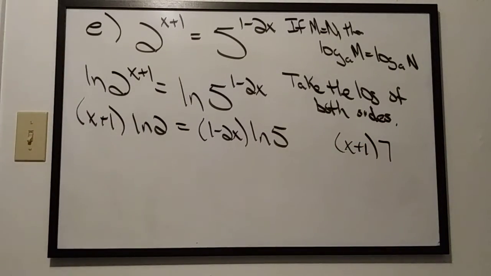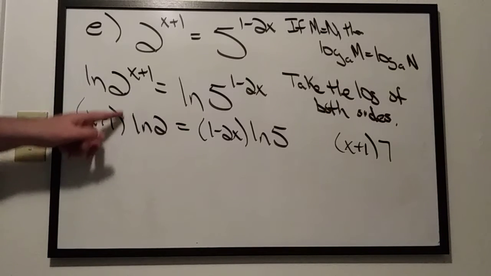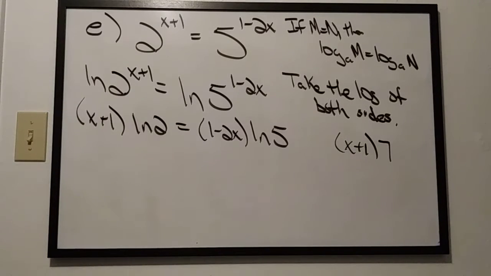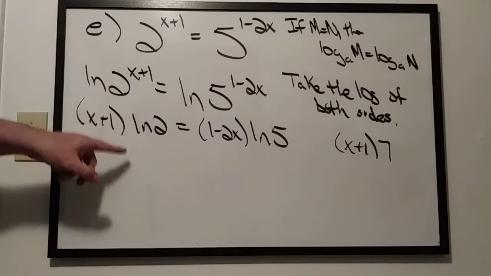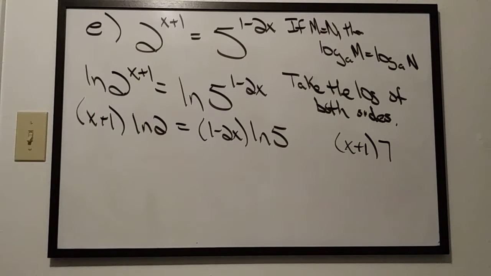If I give you (x + 1) times 7, where the x + 1 is in parentheses and the 7 is outside those parentheses, this is a distribution problem. So you would distribute the 7 through to the x and to the 1. We're going to do exactly the same thing with this natural log of 2. Natural log of 2 is just some number hanging out outside of this set of parentheses.